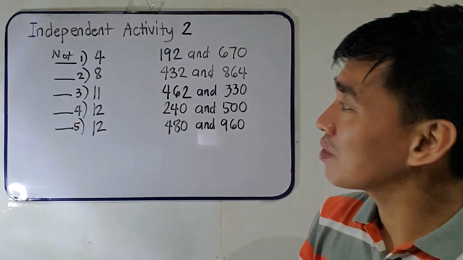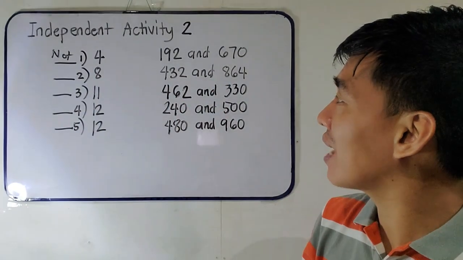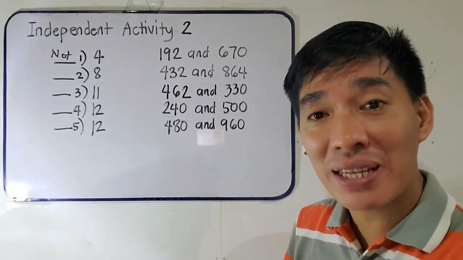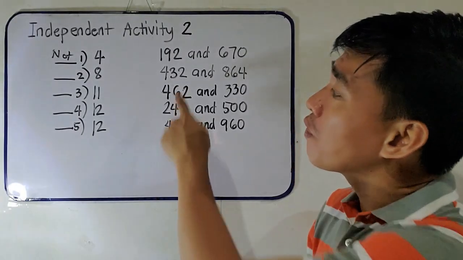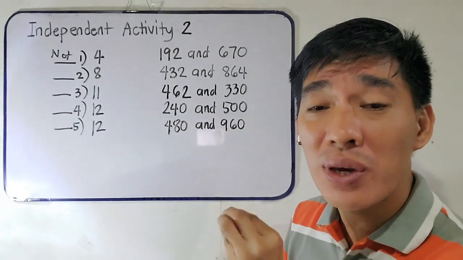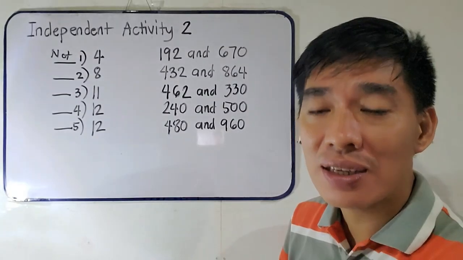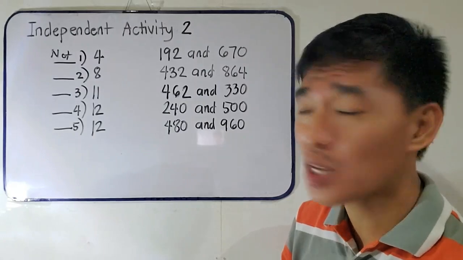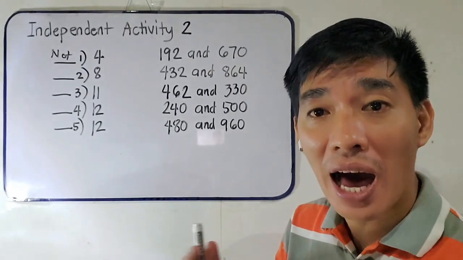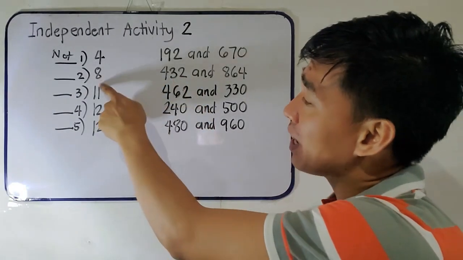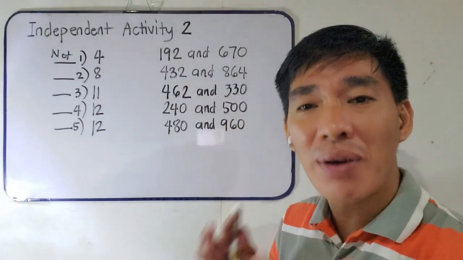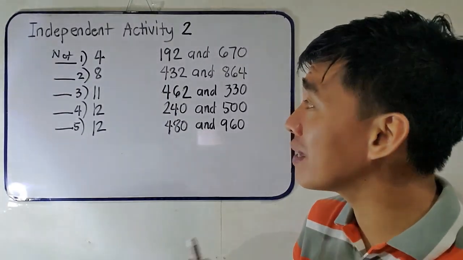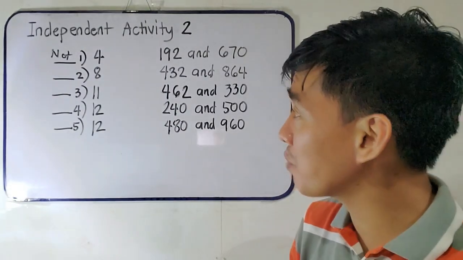For number 2, that's 432 and 864. Allow me to explain this a little more. 400, because we are looking at the last 3 digits. Unfortunately, these two numbers are both 3-digit numbers. So we really have to work out with the numbers by dividing this by 8, by dividing this by 8. However, if you know the mental division, then it would be easier for you to solve the problem.